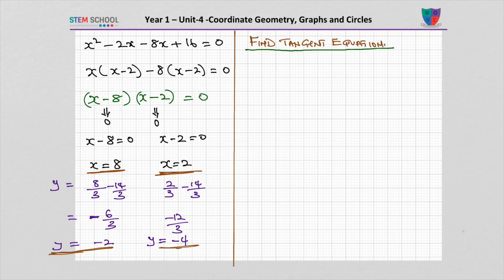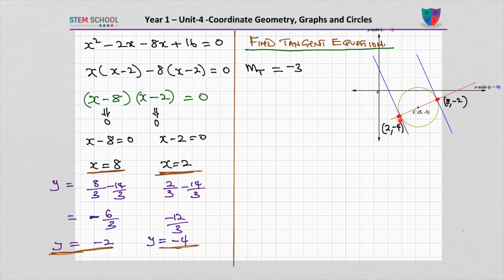Now we need to find the equation of the tangent. So those are the two points whose coordinates we just found. When x is 2, y is minus 4, and here, when x is 8, y is minus 2. We now know the gradient of the tangent. We know the coordinates, but we have to find both equations, because they will have different tangents, but both of them will have the same gradient because they're parallel to each other.